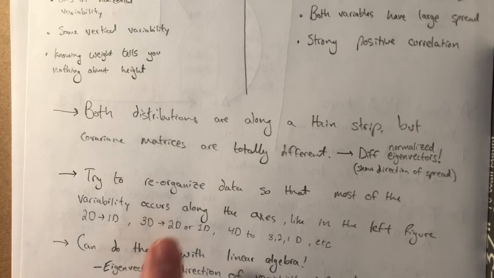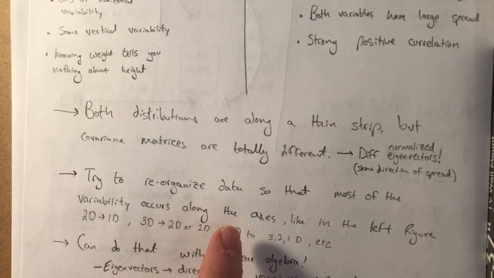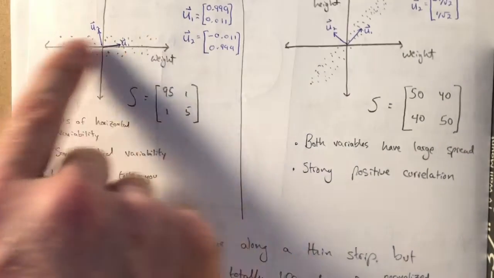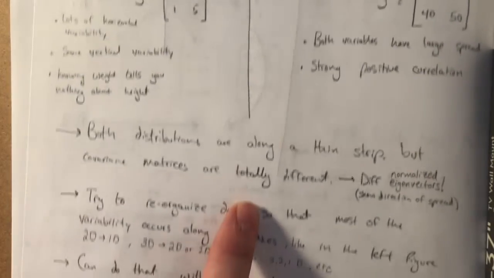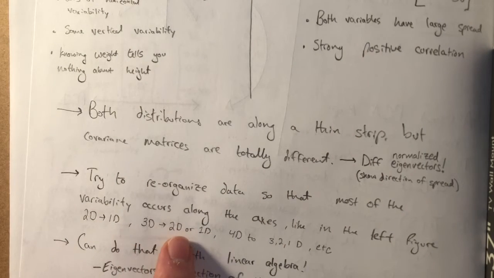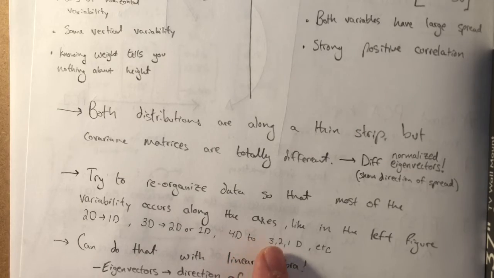So yeah, we want to reorganize the data so that most of the variability occurs along the axes, just like in the left figure. So in the left figure, we have 2 dimensions being reduced to 1 dimension of variability here. In 3 dimensions, maybe there are 2 axes of variability that we care about, or maybe most of the variability occurs along a certain line in 3 dimensions. Same thing with higher dimensions, etc.